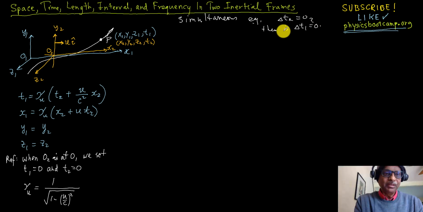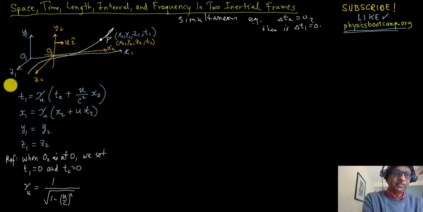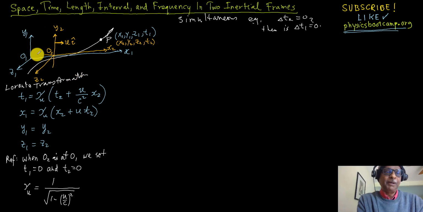Okay, all right, we're not going to derive these. These are called Lorentz transformations. We're going to just assume that we are given that relationship of mechanical quantities between two different frames.